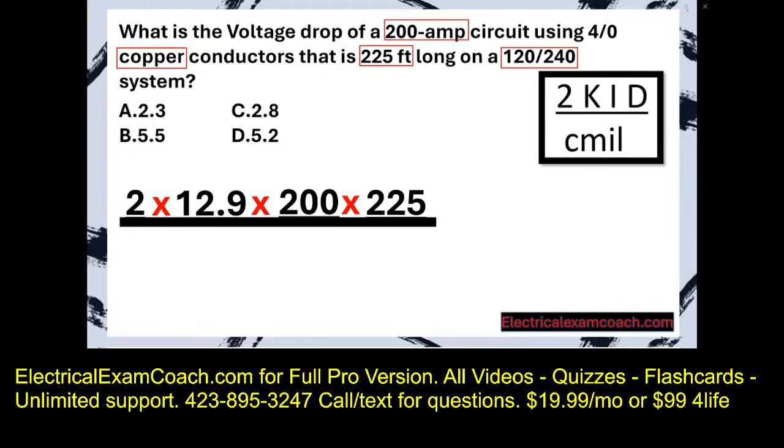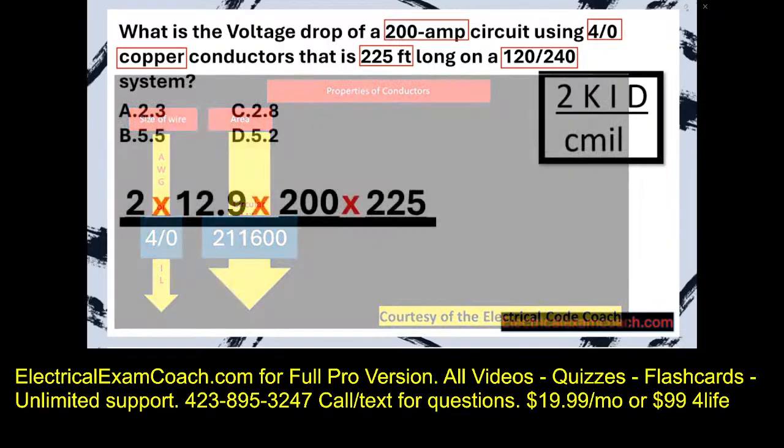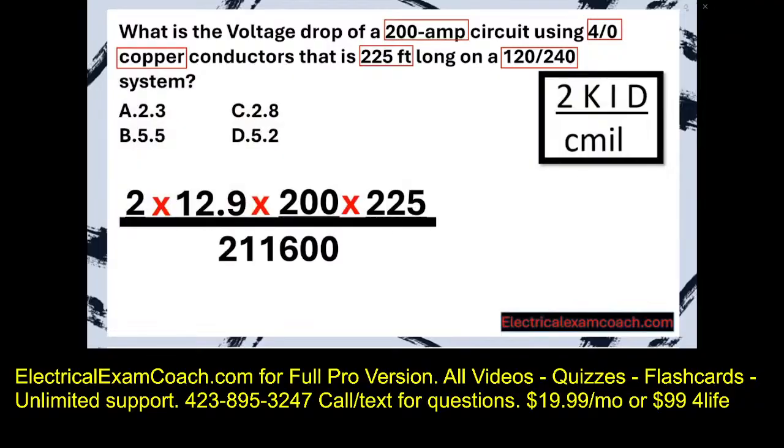Now we need to find our circular mills. And for that, we're going to be looking for 4/0 in the table. When we head to Chapter 9, Table 8, we're going to start on the left-hand side and come down and find 4/0. Then we're going to cross over, and we're going to find that it's 211600. Anytime it's a long number like that, I don't try to figure out my thousandths or tens, I just say 211600, and I write that down. Then I write that down right under here.